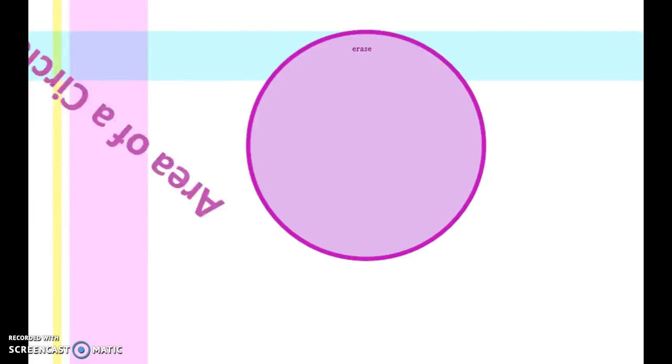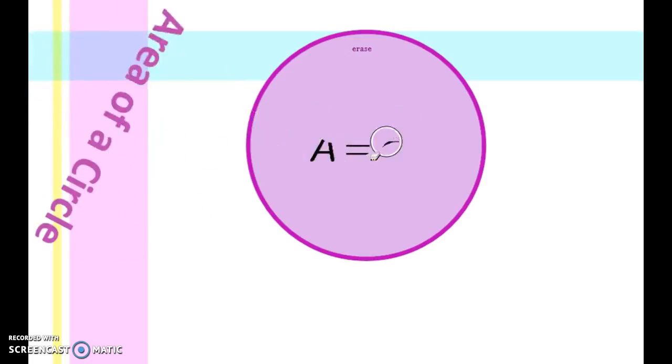Next, we have area of a circle. Super easy. I know you remember this one from previous classes. Area equals pi r squared. Don't forget, I have to put the pi after the r squared.